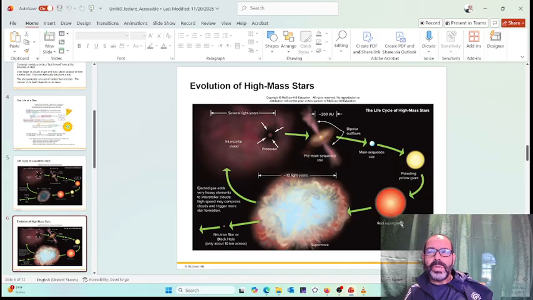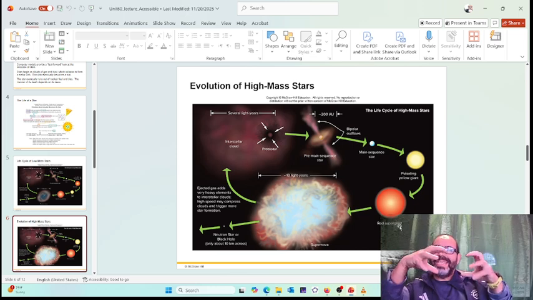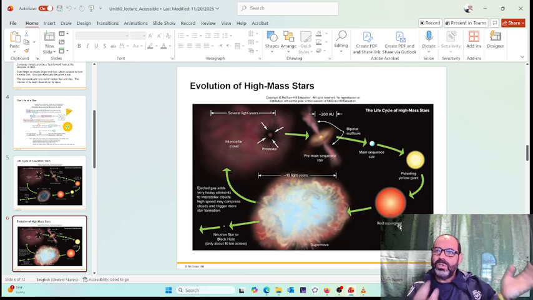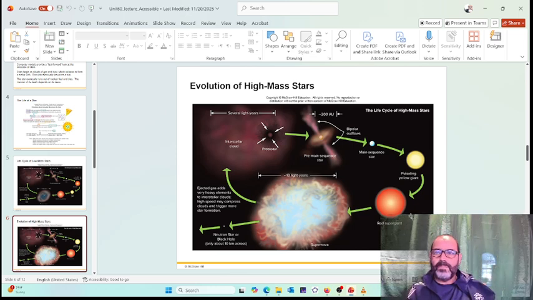And at that point, there is no advantage from fusing iron. As a matter of fact, iron is an endothermic nuclear reaction, meaning it requires more energy than it's going to give off. So in this case, the star will collapse on itself because it doesn't have that source to fuse elements past the iron.